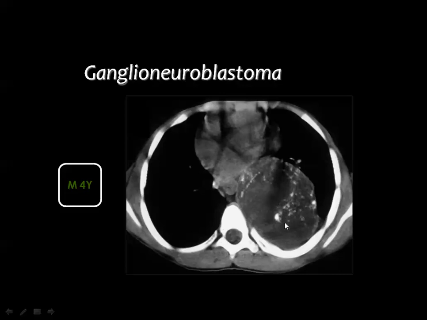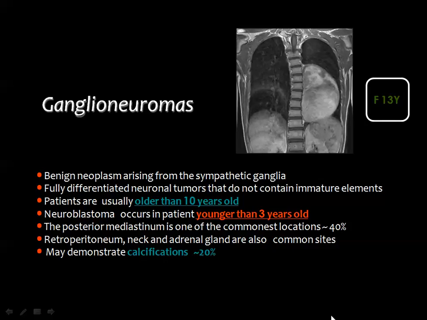Actually, the age of the patient is not a clear-cut differentiating point between the lesions, but the final diagnosis is left for the biopsy. Then, in my opinion, if I see a CT scan like this with this mass, I will say that I'm dealing with a neuroblastoma. Then, if you have a biopsy from this lesion, you can confirm the cell type of the lesion.